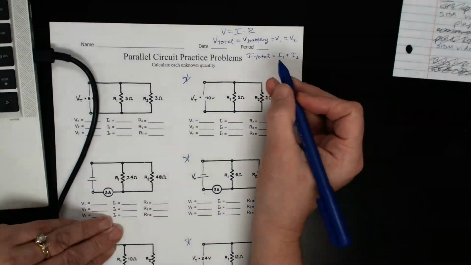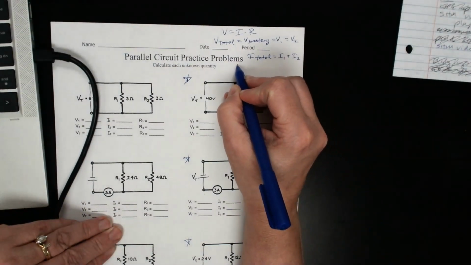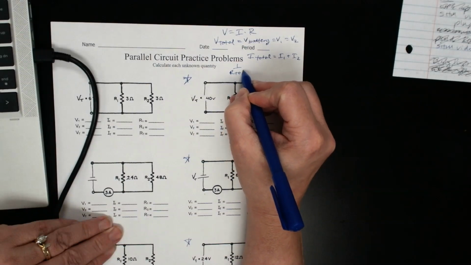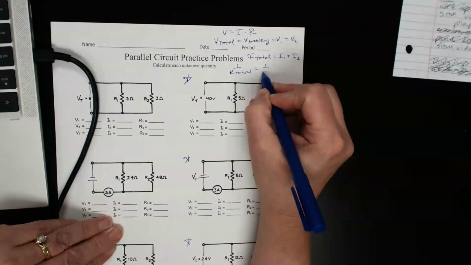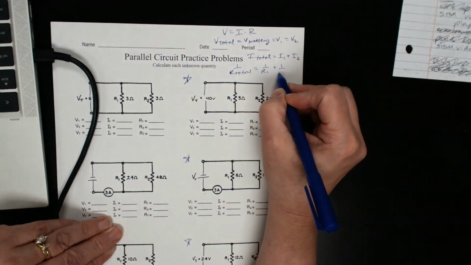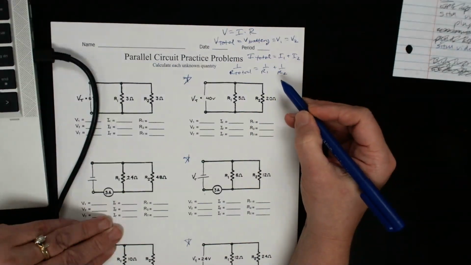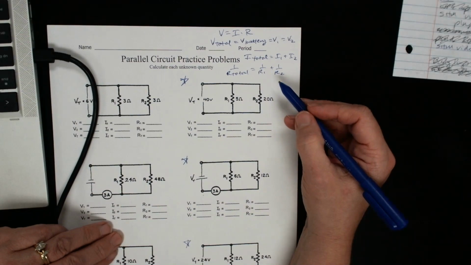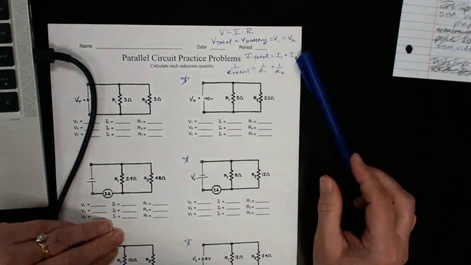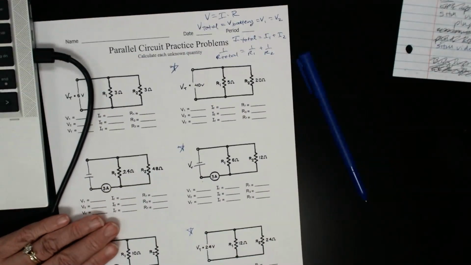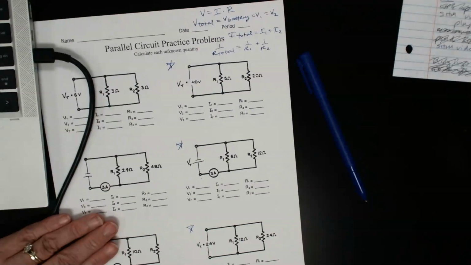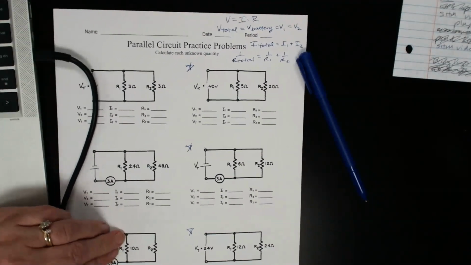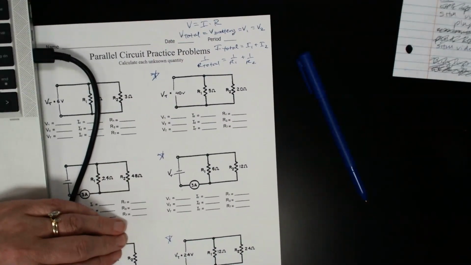And then my resistance is 1 over R total equals 1 over R1 plus 1 over R2. That's because my total resistance is decreased every time I add a resistor in parallel, because you've got multiple pathways. So remember the traffic analogy, okay?